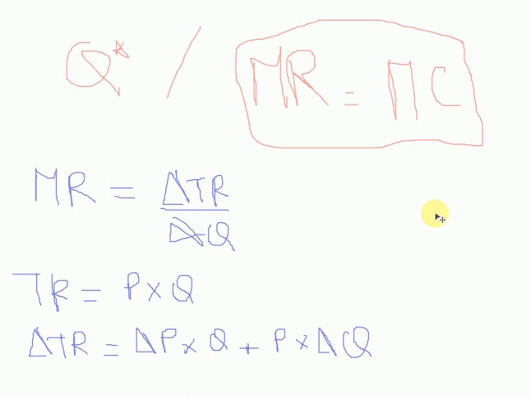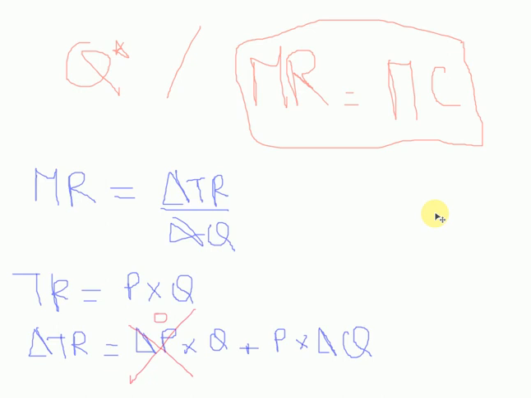However, under perfect competition, the firm cannot use the price. The firm is a price taker. So under perfect competition, you cannot increase the price. You take the price as it is given to you by the market. So delta P is equal to 0.